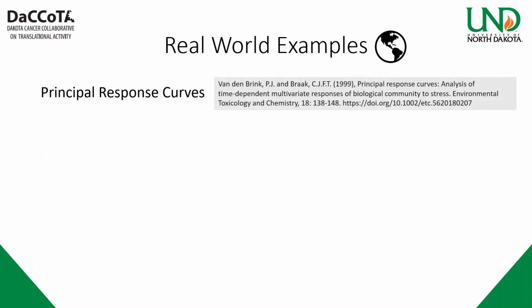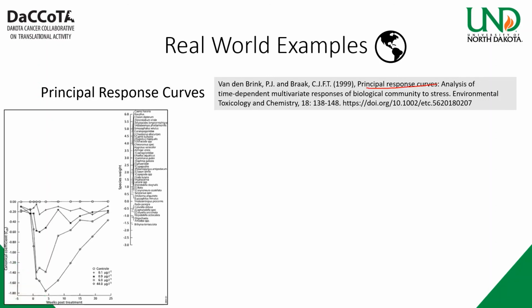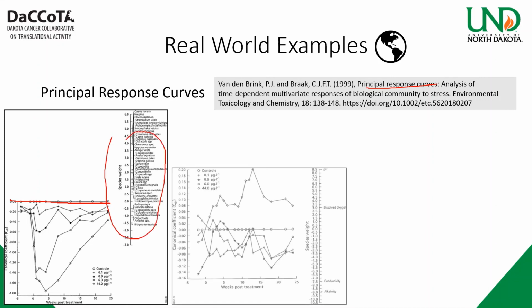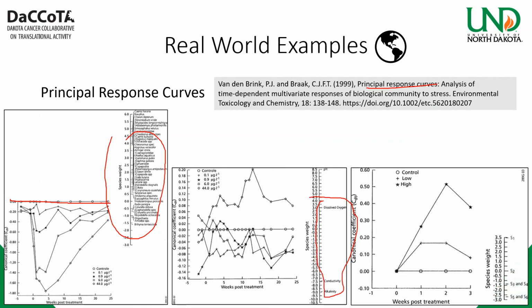Finally, we have some principal response curves. This is the classical paper where they came up with this method. You can see the control is always the straight line, and then the different treatments show a drop in abundance, with these different species weights. Here's another one showing, I think, environmental variables. And this was, I think, just a mock example: weeks post-treatment, control against a straight line, then the different treatments, and then the species weights here.